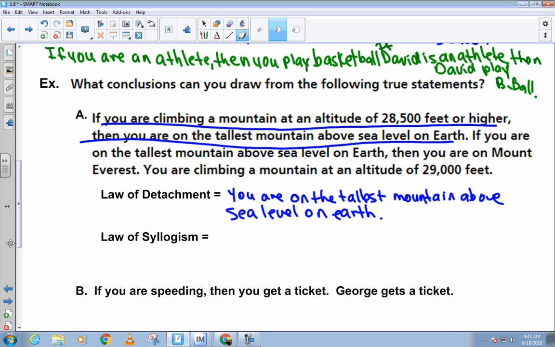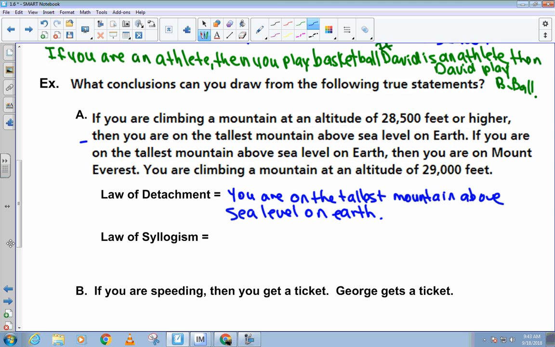What would I conclude if it was the law of syllogism? I'm just telling you that you're climbing a mountain at an altitude of 29,000 feet. You're on the highest mountain. Then you're on Mount Everest, right? Because you can conclude them both together. Okay? In that case, we have if P, then Q, if Q, then R, so we can do if P, then R, right?